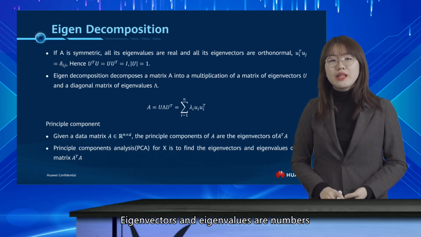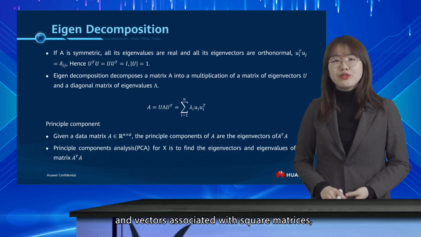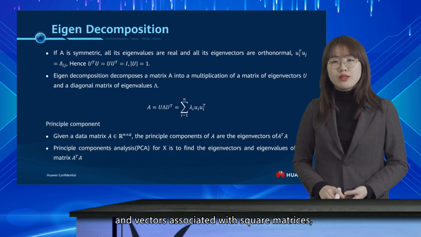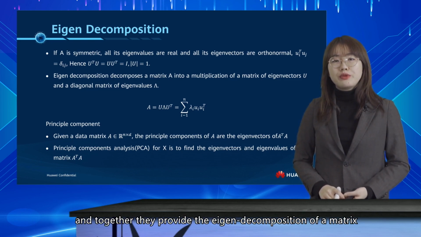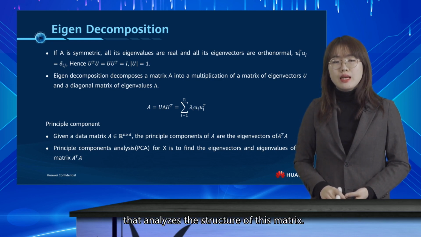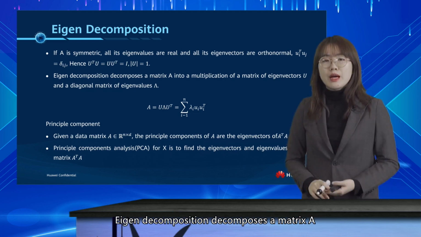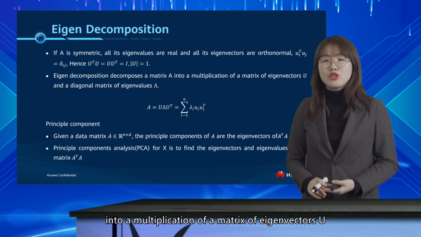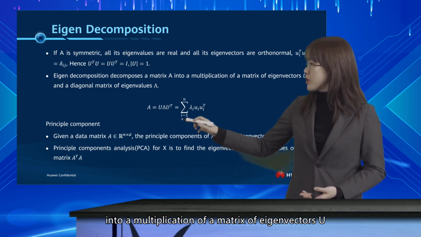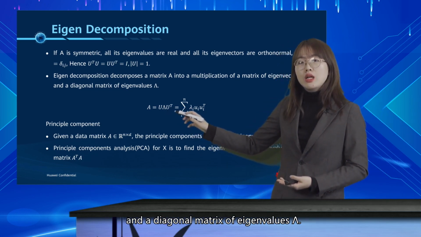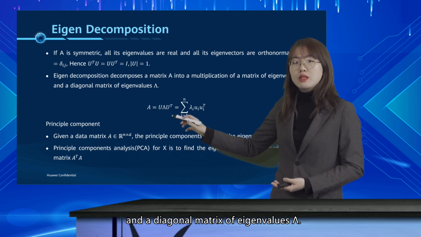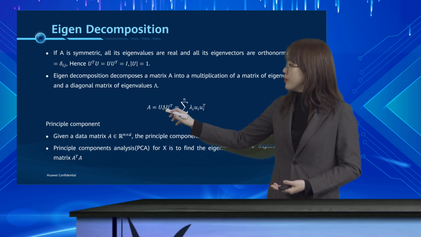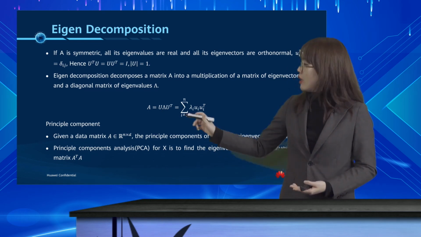Eigenvectors and eigenvalues are numbers and vectors associated with square matrices, and together they provide the eigendecomposition of a matrix that analyzes the structure of this matrix. Eigendecomposition decomposes a matrix A into a multiplication of a matrix of eigenvectors U and a diagonal matrix of the eigenvalues sigma and U transpose.